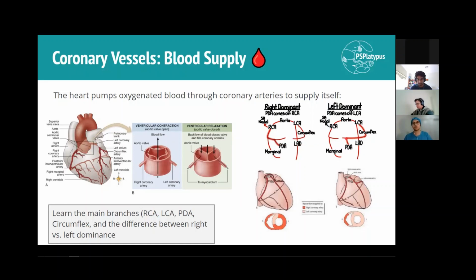Now, what's the consequence of that? If you have a right dominant configuration, it means that most of that heart is being supplied by the right coronary artery. If you have a left dominant configuration, it means that most of the heart is being supplied by the left coronary artery. And we'll see the consequences of that later on when it comes to actual infarcts and when it comes to ischemia, how blockages of either the right or the left are going to affect the heart.